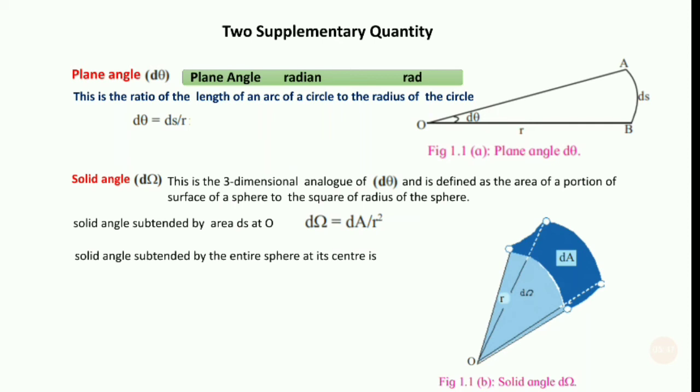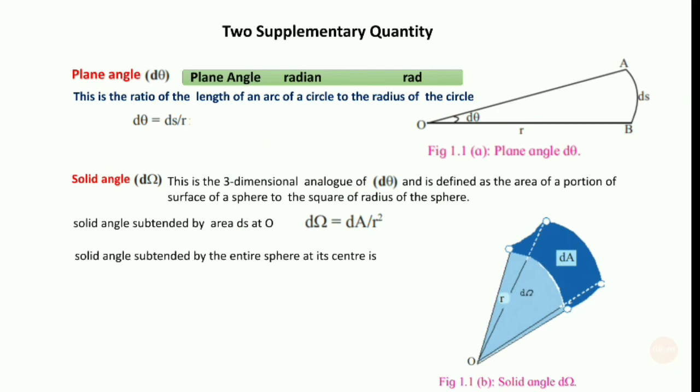Already we have discussed there are two supplementary quantities. I will go one by one through them. If I discuss the plane angle, normally we use the unit radian, represented by rad in small letters. This is the ratio of the length of an arc of a circle to the radius of the circle. That is, d theta is equal to ds upon dr, as shown in the figure.